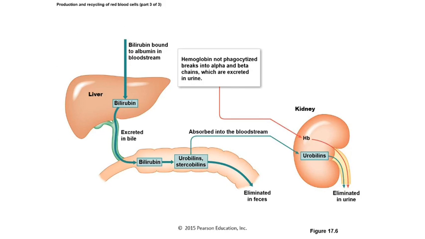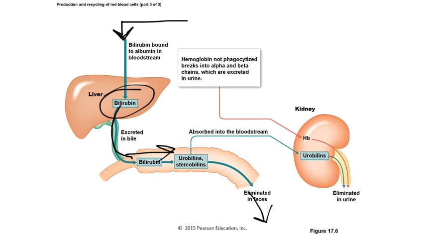So again, bilirubin, broken down by the macrophage, will be released and excreted in the bile. That bile will go into the colon and will be eliminated in the feces. And some of those molecules are absorbed into the bloodstream, which will show up at the kidney and be eliminated in the urine, and give urine and feces both their color.